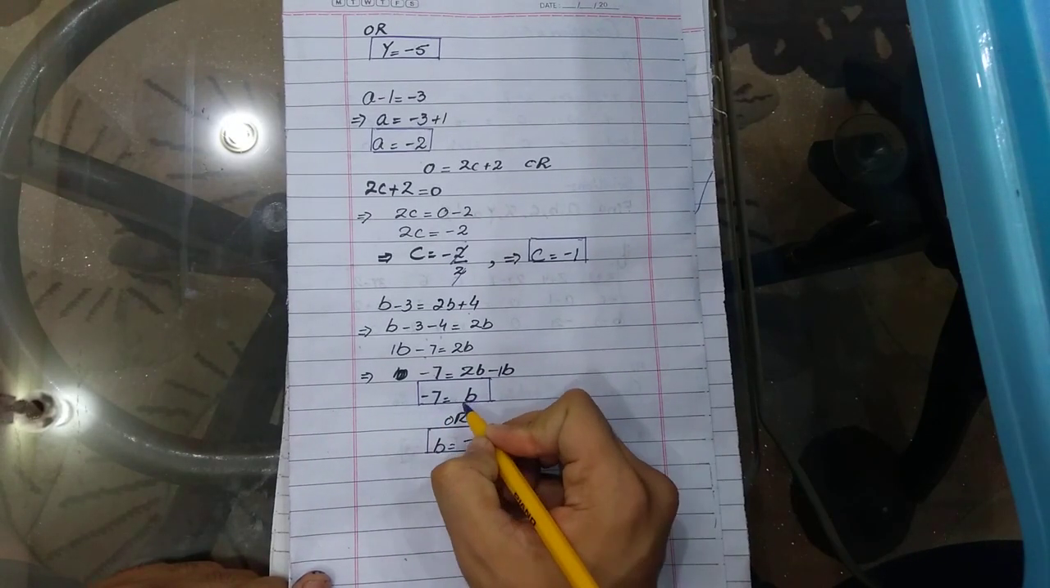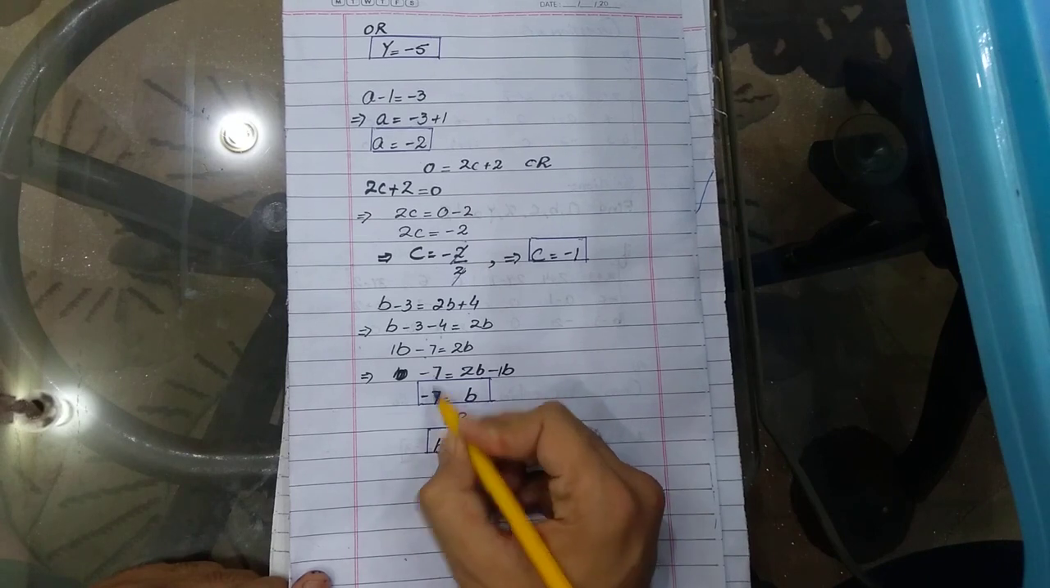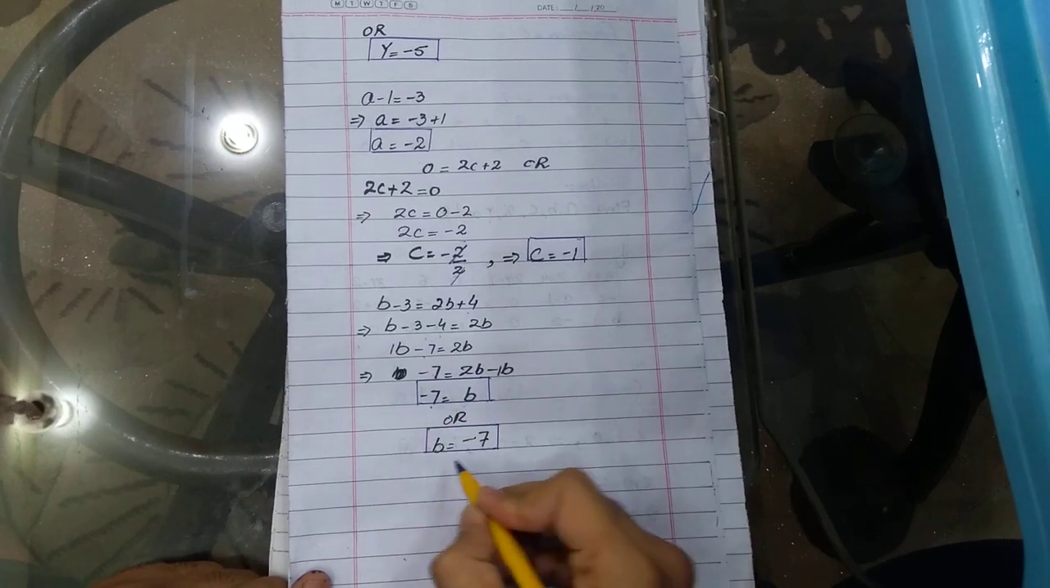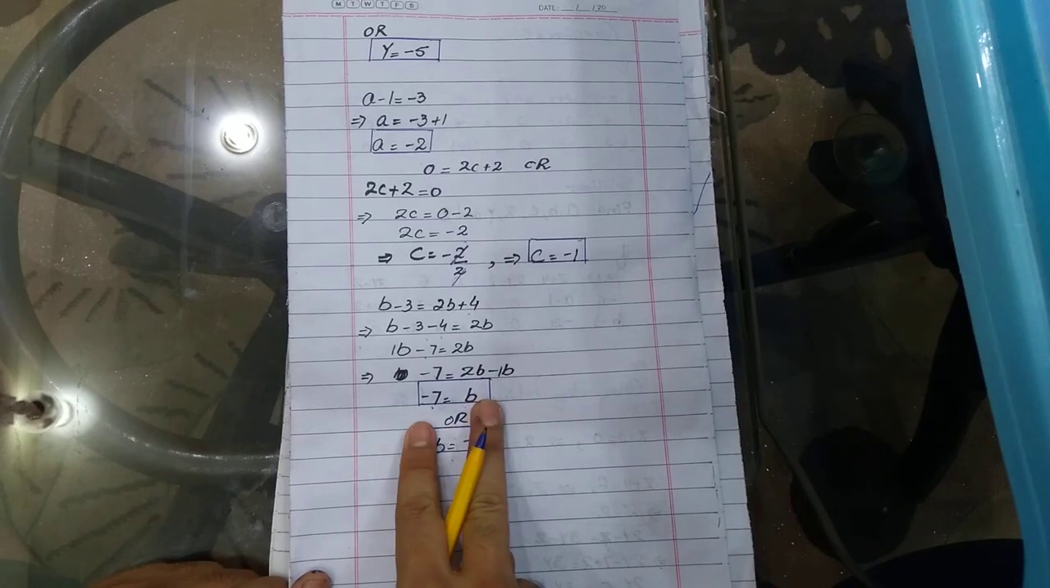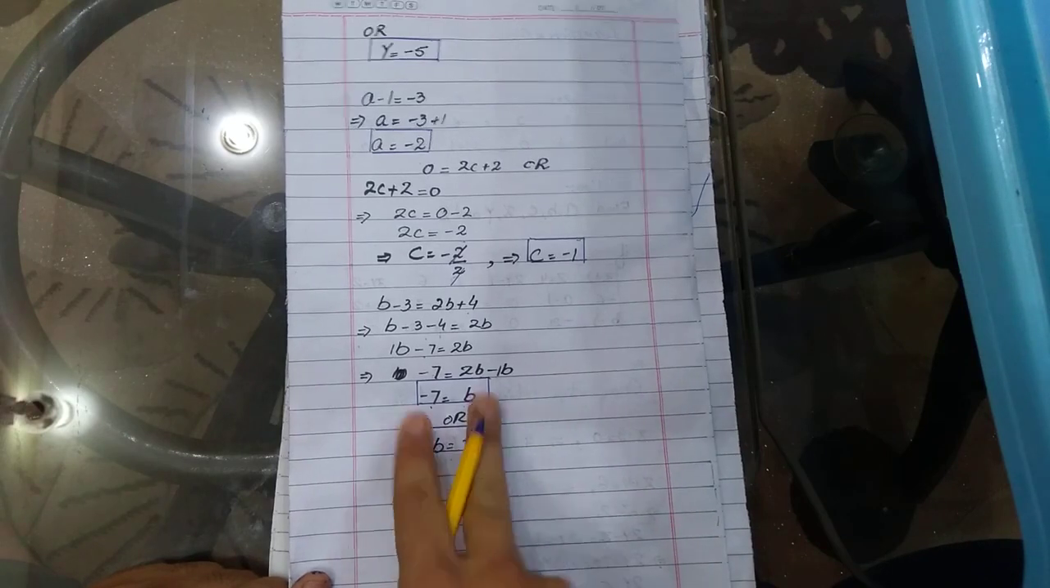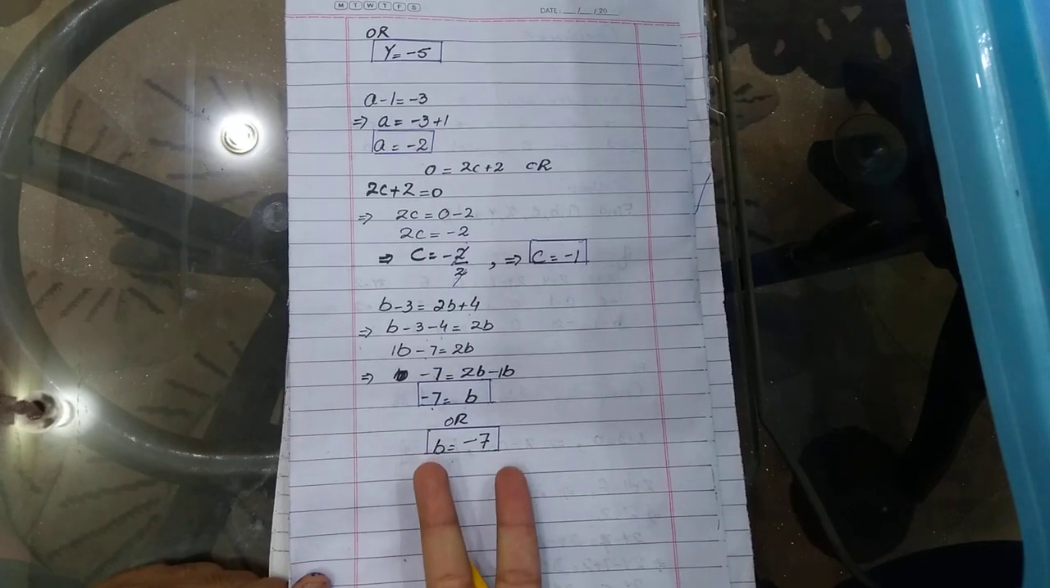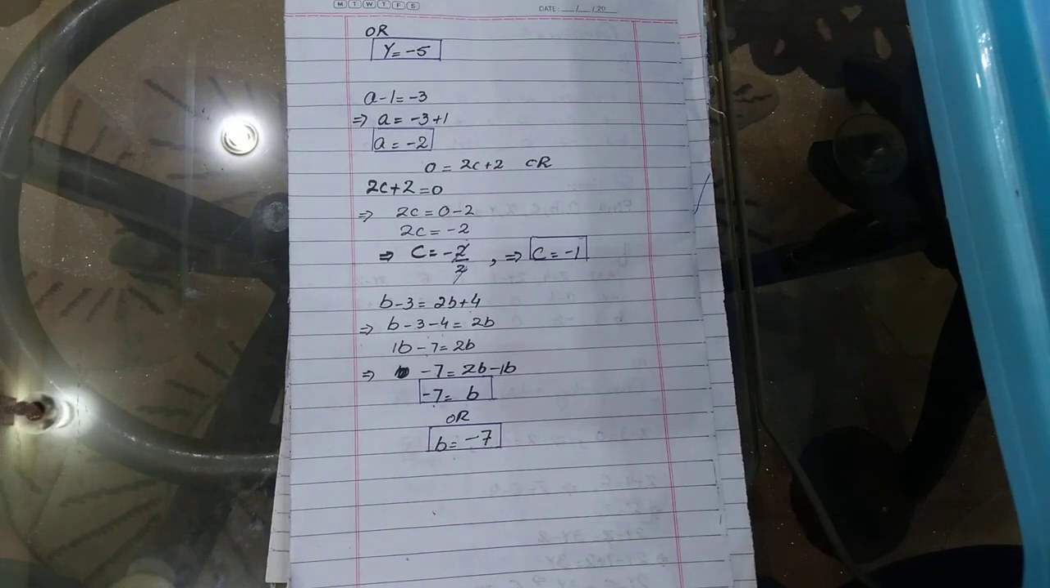So 1b, or simply b, is equal to minus 7, or by using the symmetric property, minus 7 is equal to b, or b is equal to minus 7. So in this way we have found all the values of 6 unknown variables, starting from a, b, c to x, y, z.